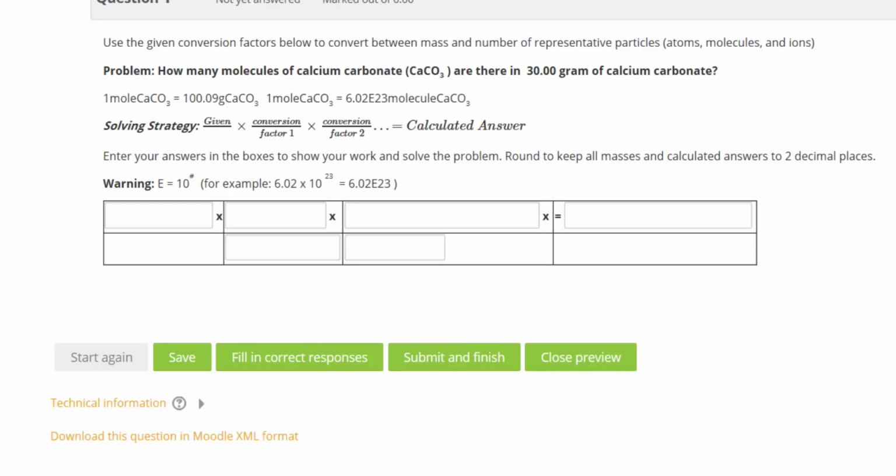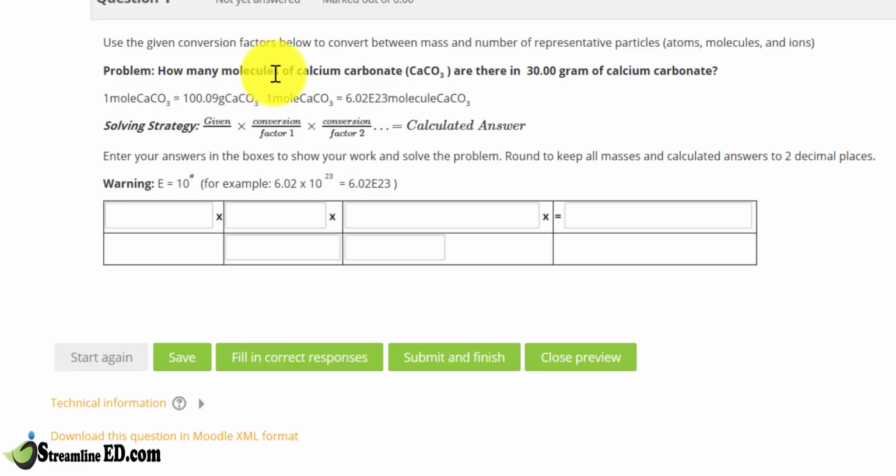In the previous lessons, we learned how to take our given and multiply it by two different conversion factors in the right order to convert between mass and represented particles. And represented particles are atoms, molecules, and ions. To simplify the process, we used drag and drop. Well, in this lesson, you are going to type in your answers. So let's read the problem again.